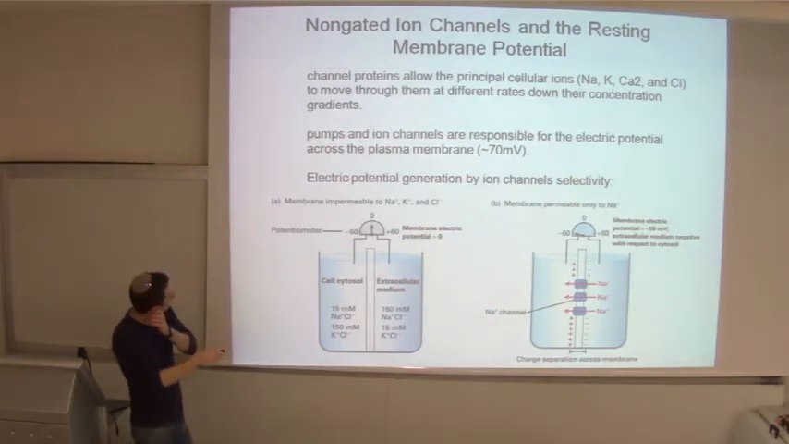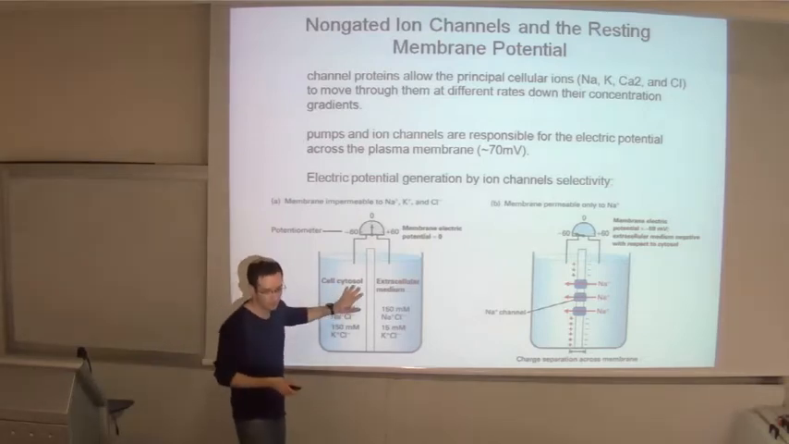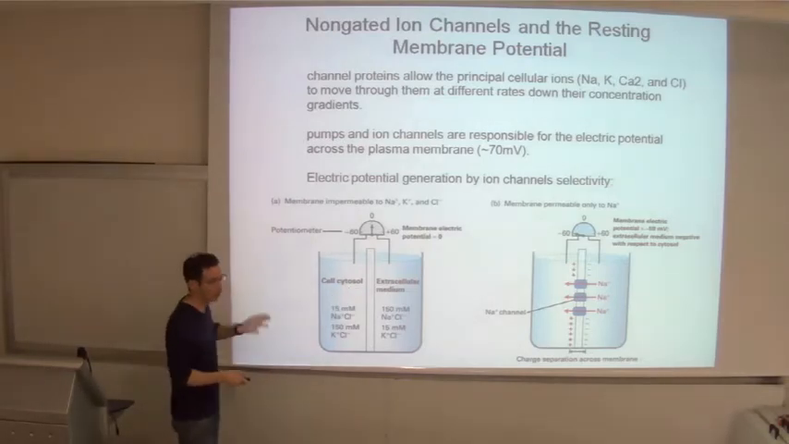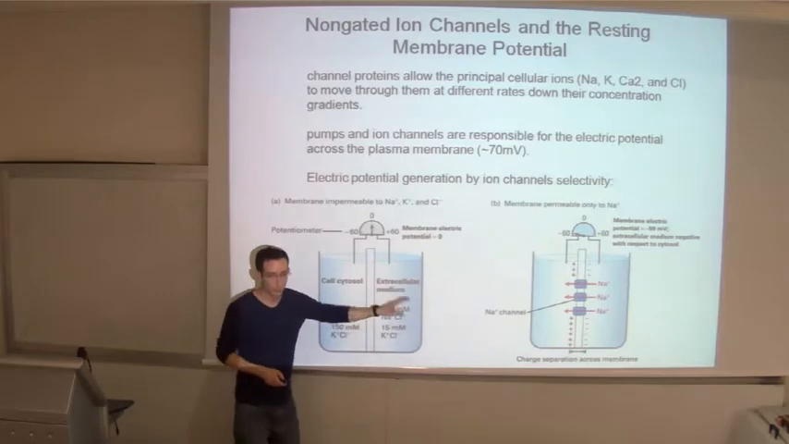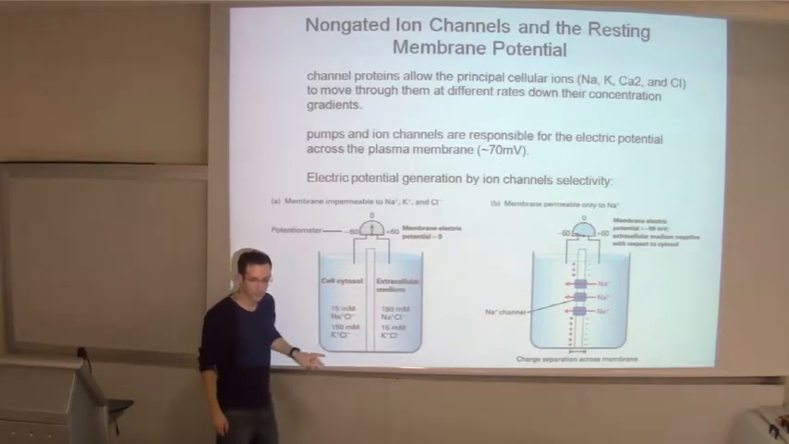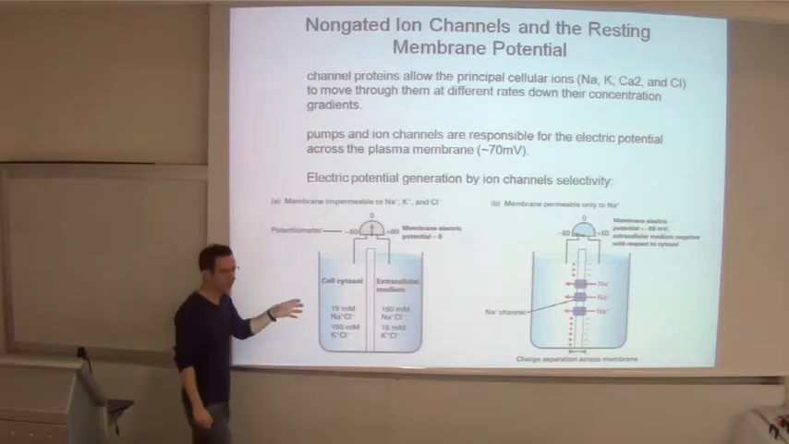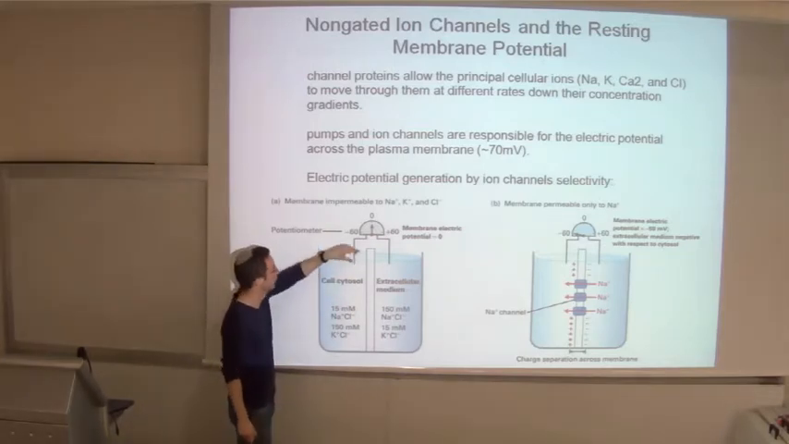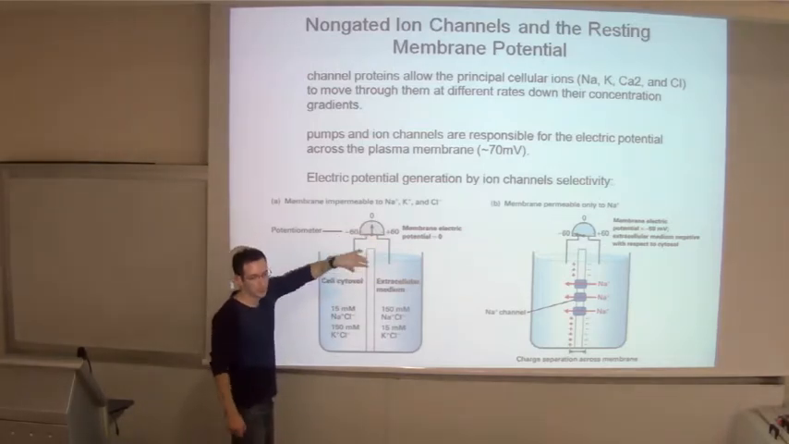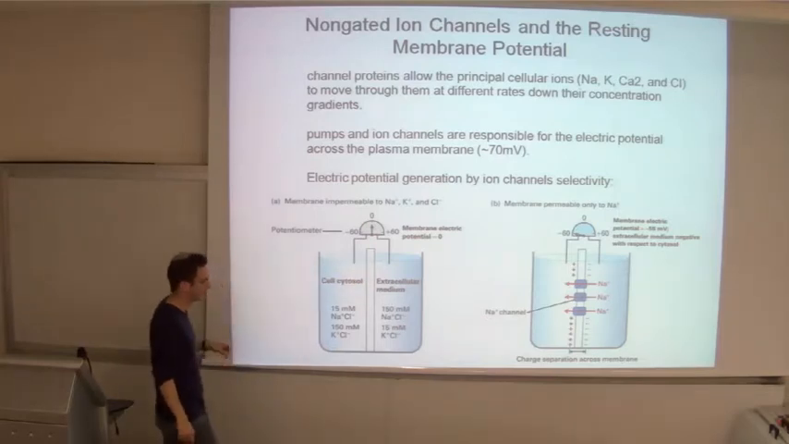And electric potential generation by ion channel selectivity. In order to understand how we achieve this negative potential across the cellular membrane, let's consider the following system. We're looking at a tank with two separated compartments, and in between them an impermeable barrier. And we have just one instrument of measurement, a potentiometer right here that measures the potential between the two compartments.